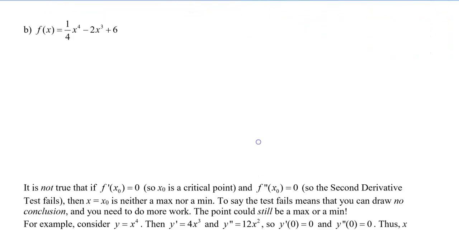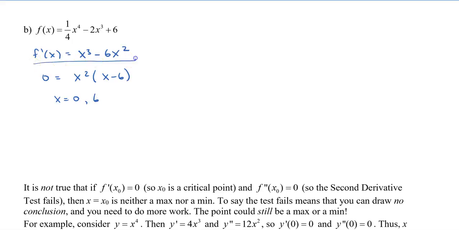So let's find the first derivative. So f prime of x equals x cubed minus 6x squared, and set this equal to 0, and I'm going to do some factoring. I'm going to factor out an x squared, so I have x minus 6. So here x equals 0 and 6. This is a nicer one to find the second derivative, not like that quotient one we have. So the second derivative is equal to 3x squared minus 12x.